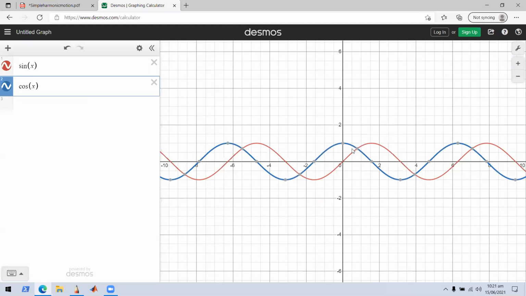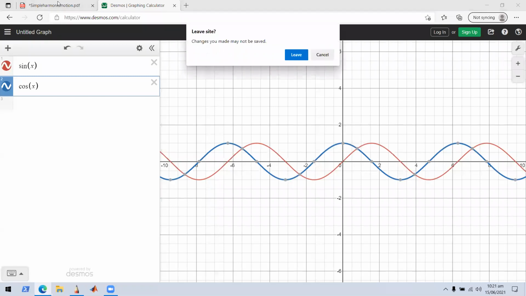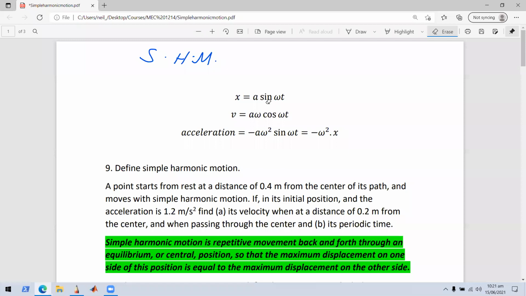Right, it's just that 90-degree phase shift. So instead of starting from 0, they started the distance from 1, right? So some books you might see them modeling it with x being equal to a cosine omega t, right? So that's what the formulas are, and we'll talk more about them as we go through.